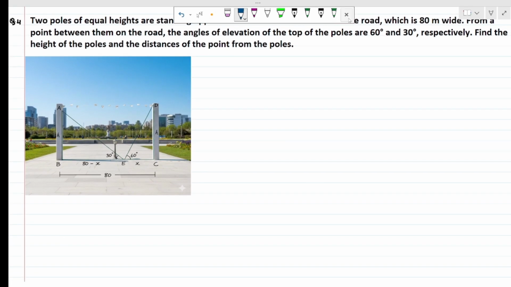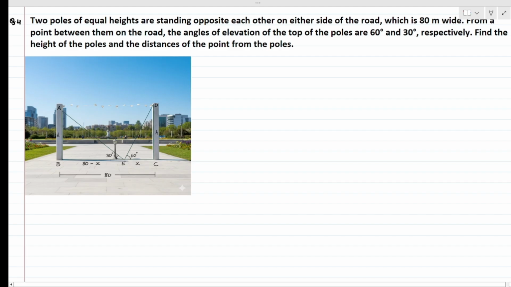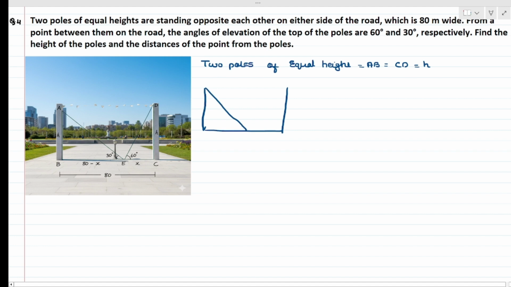The next question says, two poles of equal height. That means I am given two poles, which are AB and DC. So right over here, we are given two poles of equal height. Okay, so the poles are AB and CD, and both of them are H. If you want to draw a figure, you can draw that this is my pole, this is my next pole, this is the width between them, and the boy is standing over here in the center.